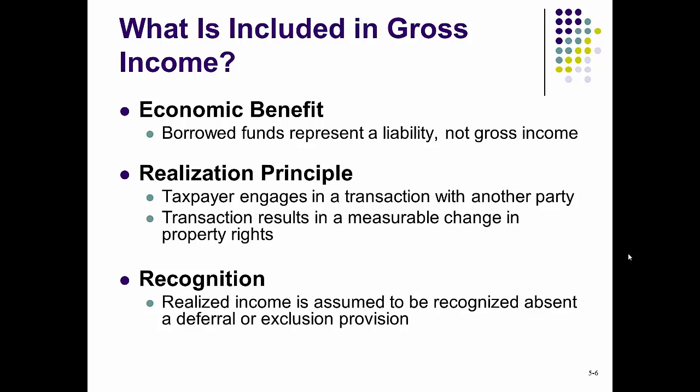What is the realization principle? The tax definition of income per Revenue Reg section 1.61A adopts the realization principle. Income is realized when 1. A taxpayer engages in a transaction with another party, and 2. The transaction results in a measurable change in property rights. That is, assets or services are exchanged for cash, claims to cash, or other assets with determinable value. For this one, please see example 5-1 on page 5-3.